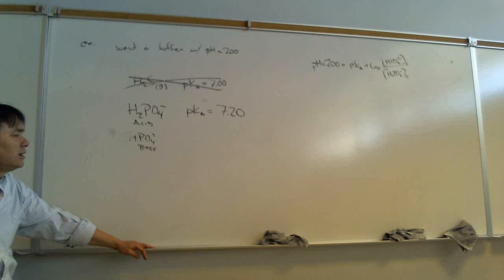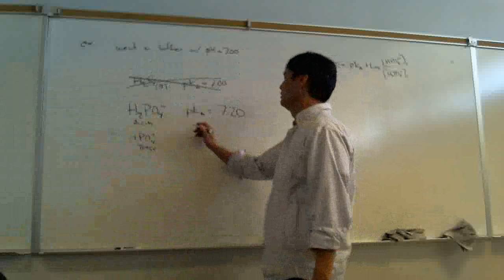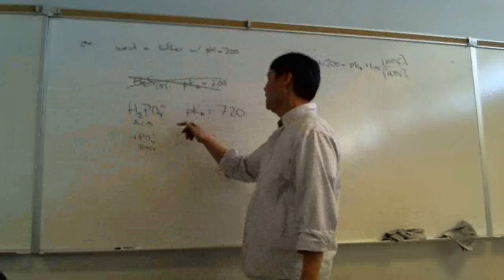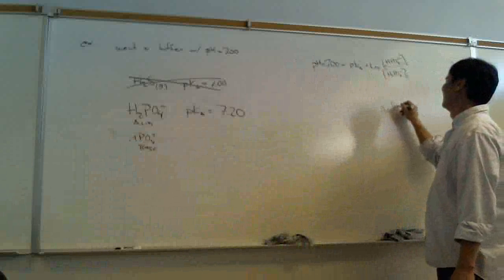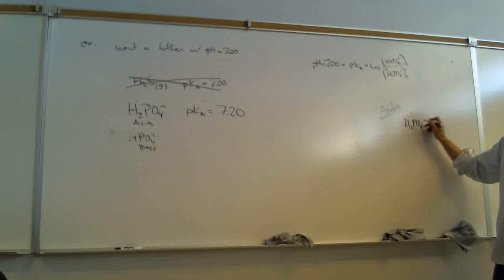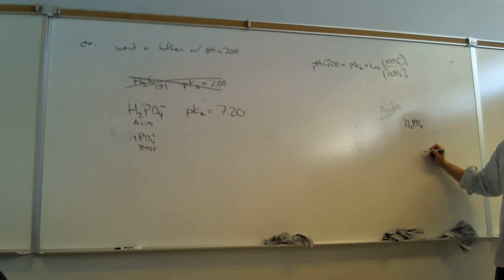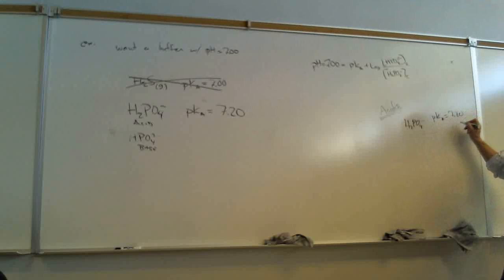What gives me the right to call that just an acid and not an acid and a base? I guess, like what we were saying, maybe the hydroxide is so small we don't really care about it. Let's just do this as an aside over here. We have H2PO4 minus. The pKa is 7.20, therefore the pKb is 6.80. True or false?